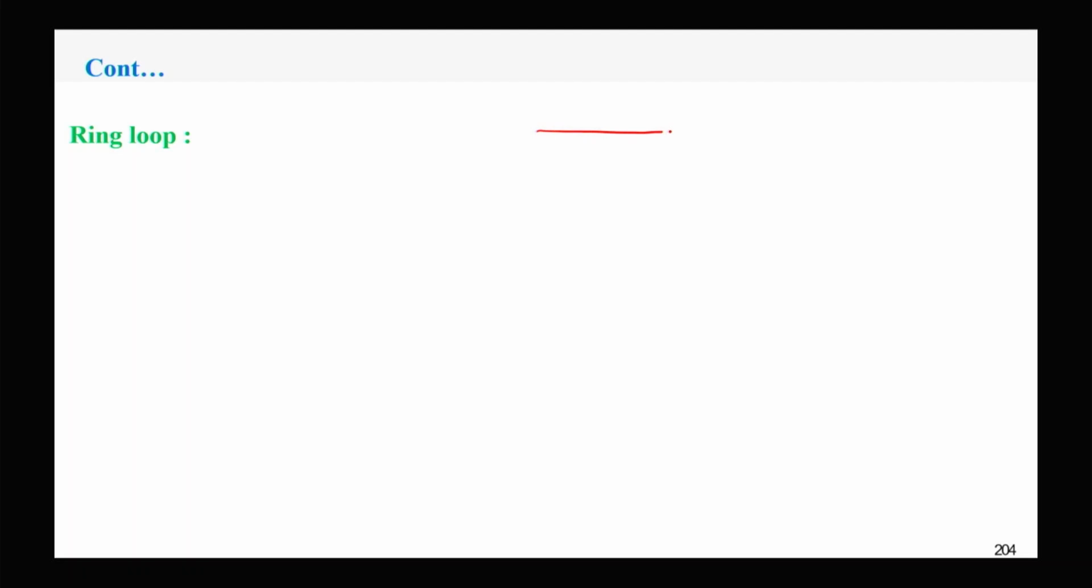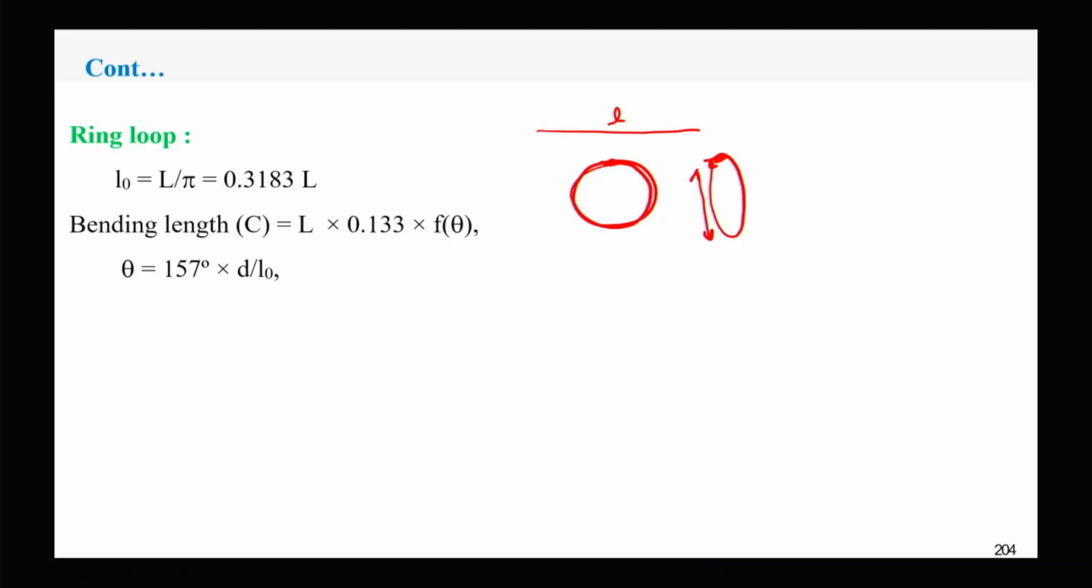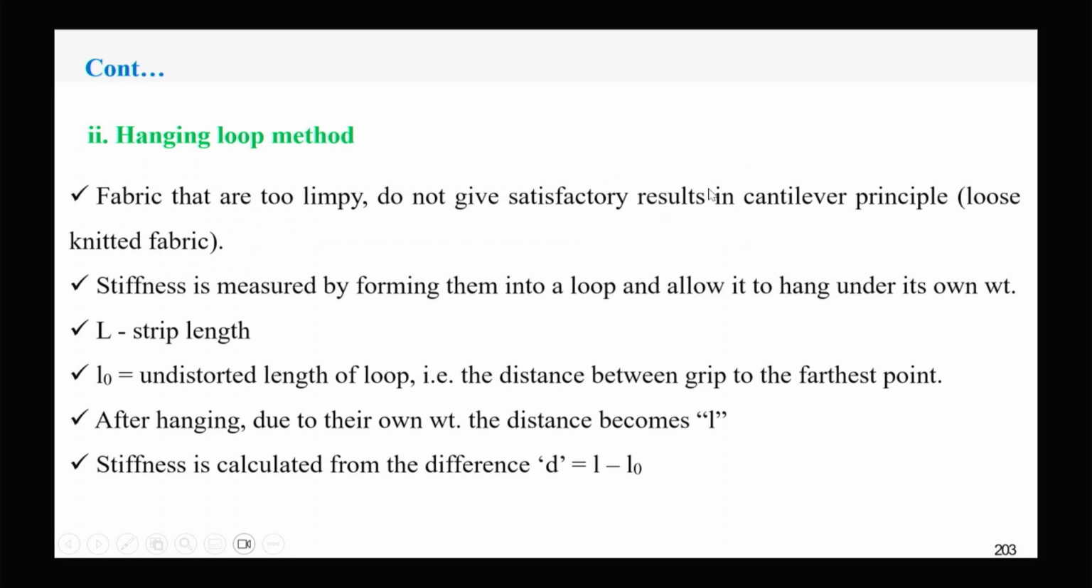So this is the length of the fabric L, and if we form a loop, initially a circular ring form, and then after hanging, this loop will get deformed. This is the gripping point. So this is the deformed loop. From there we will get the bending rigidity. So L is the strip length, L0 is the undistorted length of the loop, that is the distance between the grip point and the farthest point.